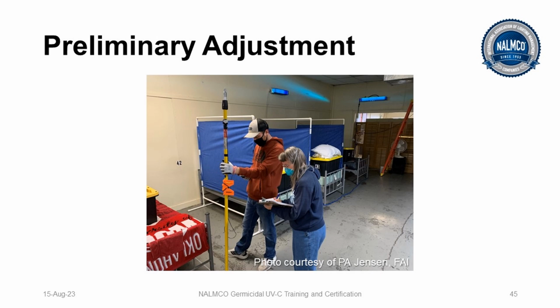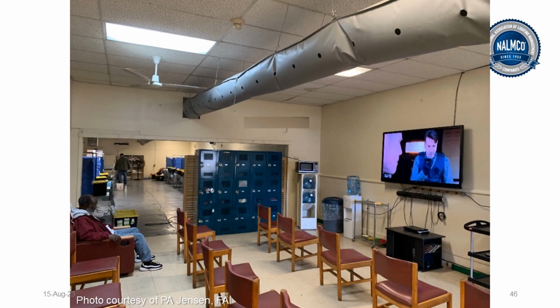So here are people taking, actually the same people taking readings as before, but they're taking readings on a pole at roughly 6 feet, and they're recording the numbers in their notes. So let's take a look at this room. What do you see here that could hamper the installation of UV and that might not be on a plan?